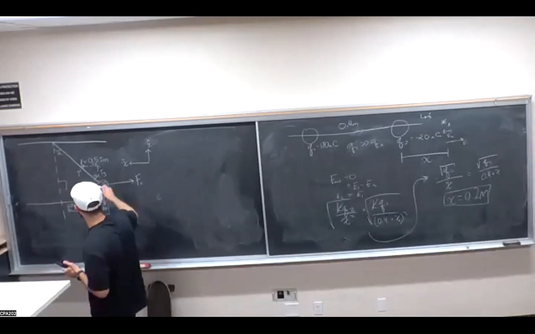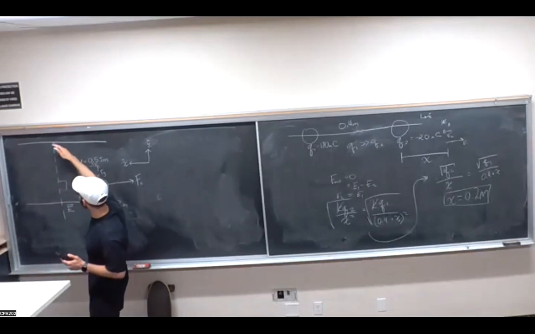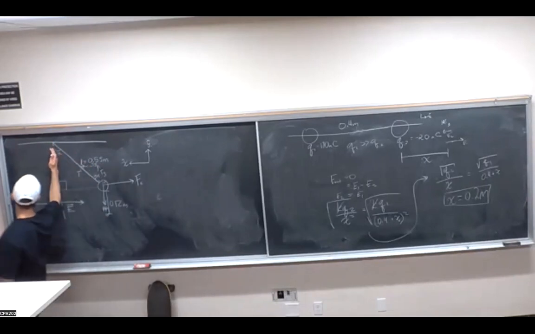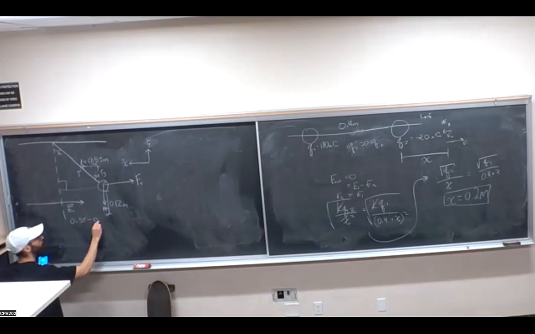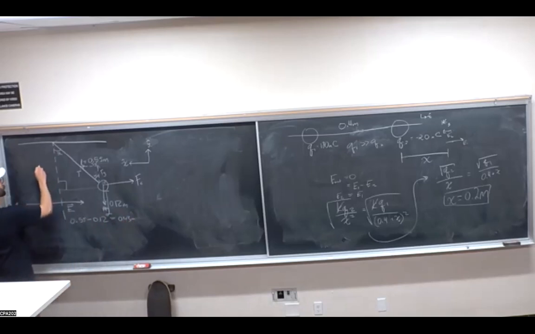We also know that before it's at equilibrium, when the string is flat like this, it is exactly 0.55 meters off the ground. Therefore, this height, as it's now 0.12 meters off the ground, is equal to 0.55 minus 0.12, which equals 0.43. So we know what this side is, 0.43 meters.